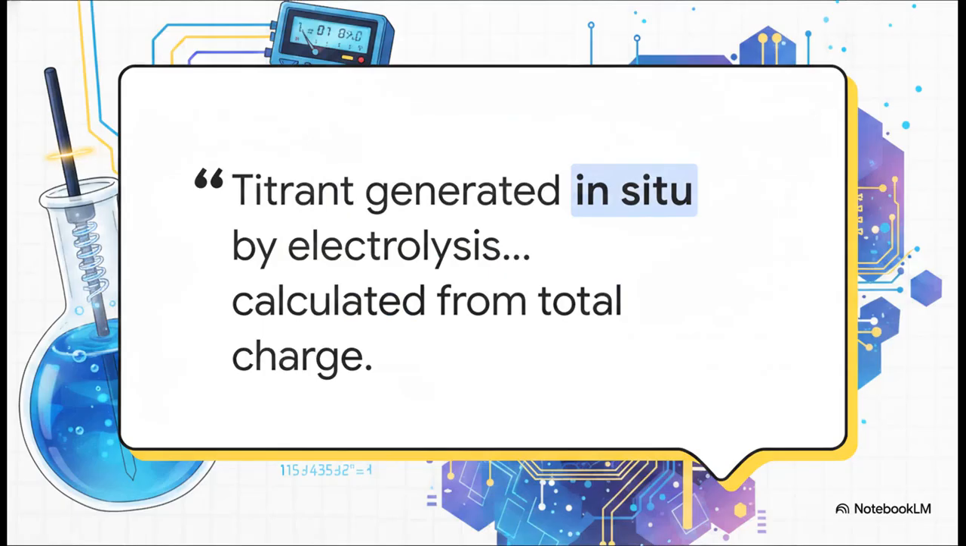Now, traditional chemistry is usually all about physically mixing liquids together, right? But coulometry is a whole different ballgame. Instead of a standard volumetric titration, the titrant is generated in situ. That means it's created right there inside the solution using electrolysis. You calculate the amount of substance that reacted purely from the total electrical charge that passed through. It is just the unmatched, pure elegance of creating reagents directly with electricity.